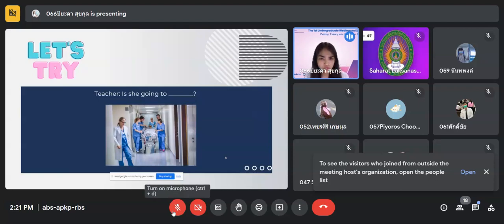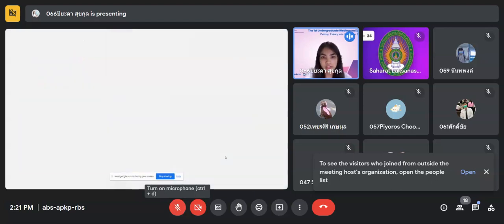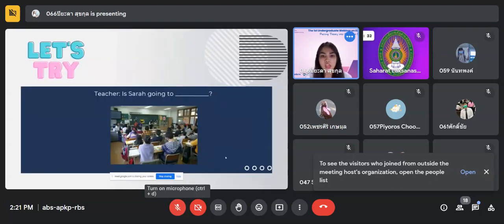Is she going to the school? The student will look at the picture and they have to say, "No, she is going to the hospital." All right. And is Sarah going to the temple? If the picture is not, the student has to say, "No, Sarah is going to school." All right.